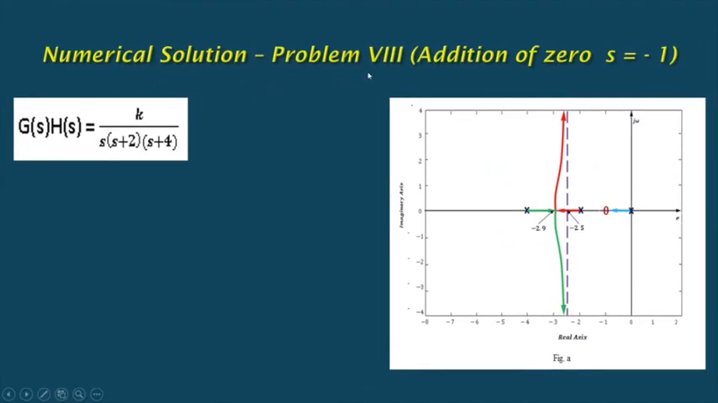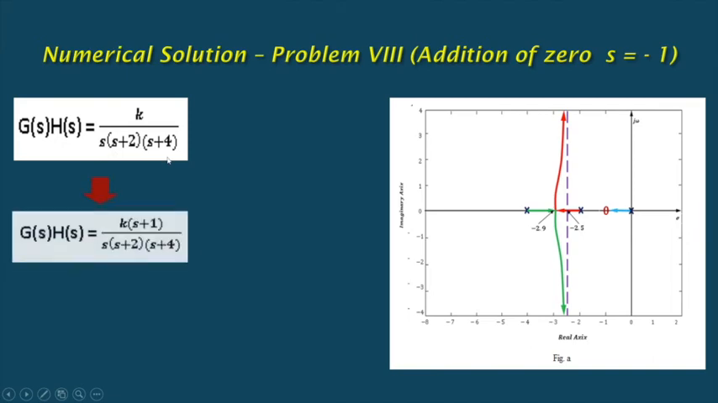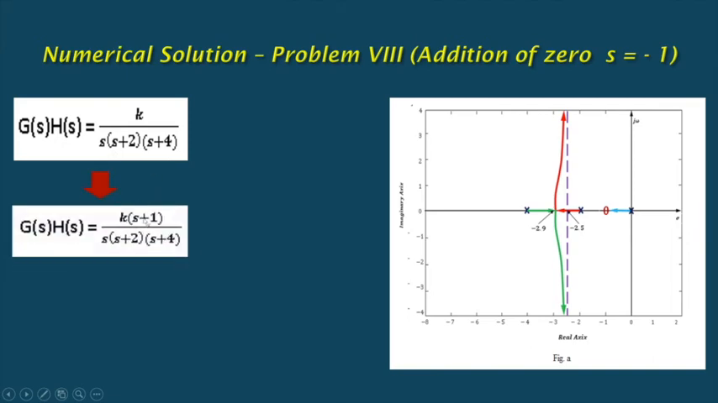Numerical solution problem 8. Addition of a zero at -1. If we consider this example, G(s)H(s) equal to K divided by s into (s plus 2) into (s plus 4), then addition of a zero at s equal to -1.